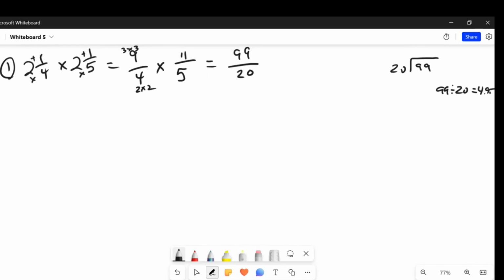So that means 20 goes into 99 4 times. 4 times 20 is 80. So here I don't really need to use a calculator anymore, because I can do 4 times 20 and get 80, and then subtract and get 19. So 99/20 is 4 and 19/20.